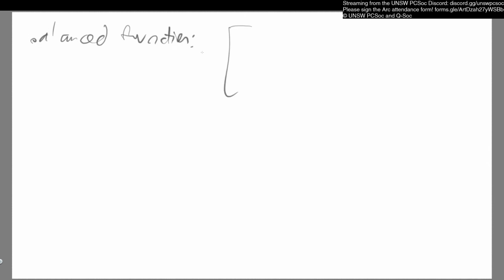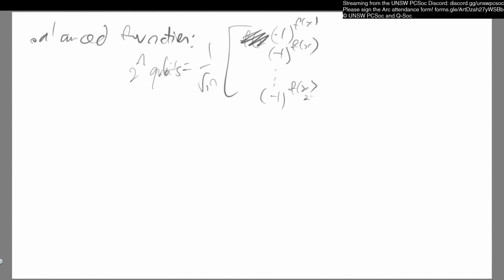That big register of 2 to the power of n amplitudes will look like this: minus 1 to the power of f of x, minus 1 to the power of f of x, just like before. And this is the 2^n-th one, this is the second, this is the first. Okay, so let's say this will evaluate to 1, and this will evaluate to 0, and this will evaluate to 1, right?